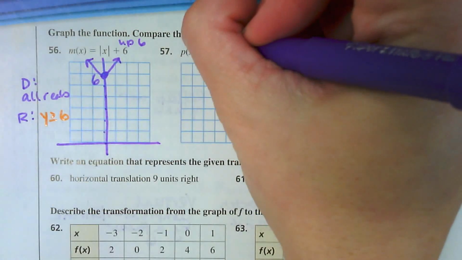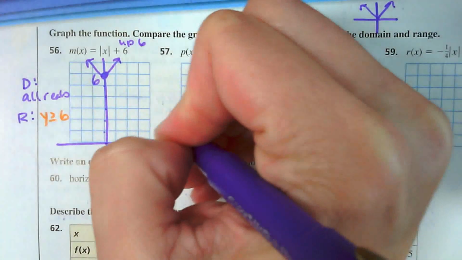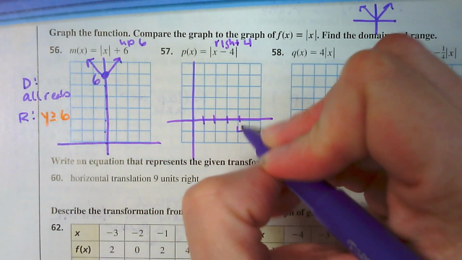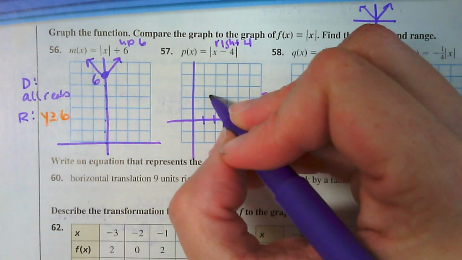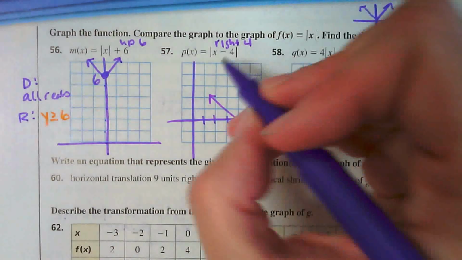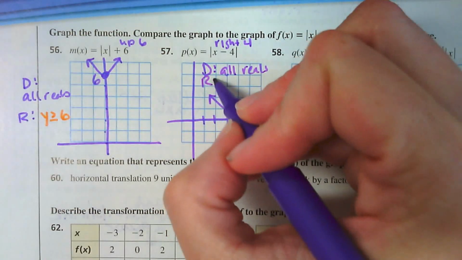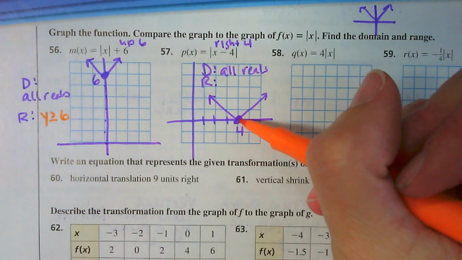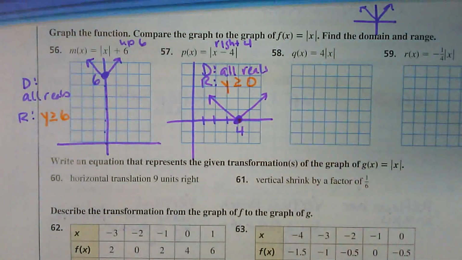Inside here, this means move right 4. So instead of being at 0, 0, I'm going to go 1, 2, 3, 4, and this is where my vertex is going to be. And then I make my V shape. It's always all reals for the domain for any absolute value. And then for your range, you have to look at the bottom, or where the vertex is. My y value here is 0, and 0 up, so everything greater than or equal to 0.